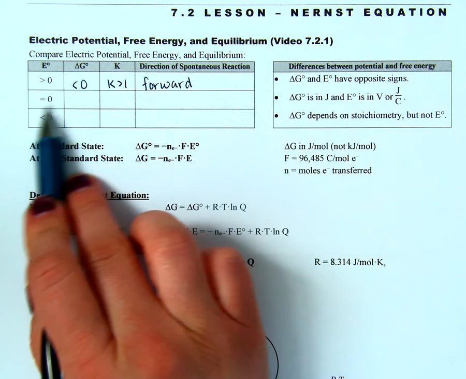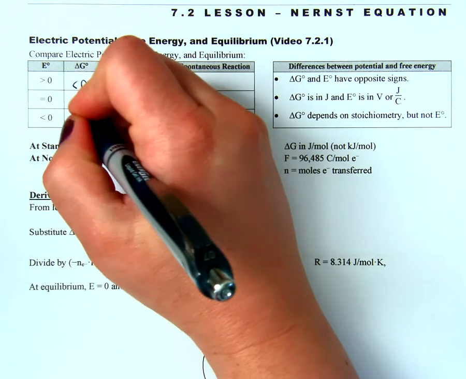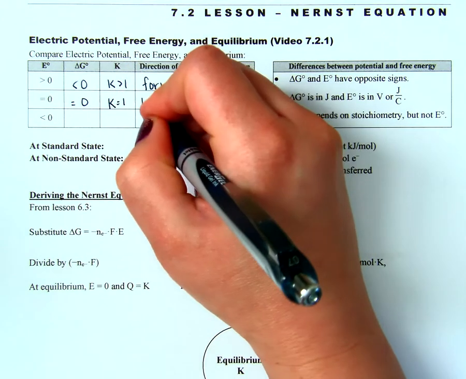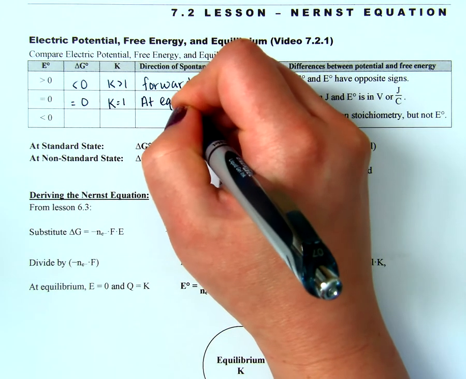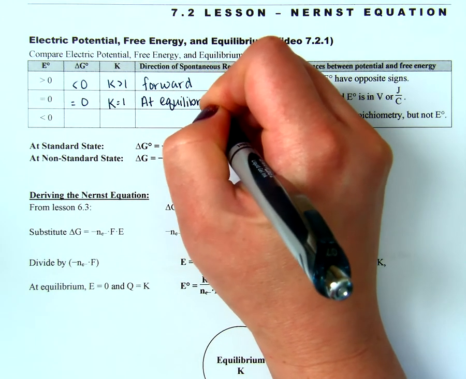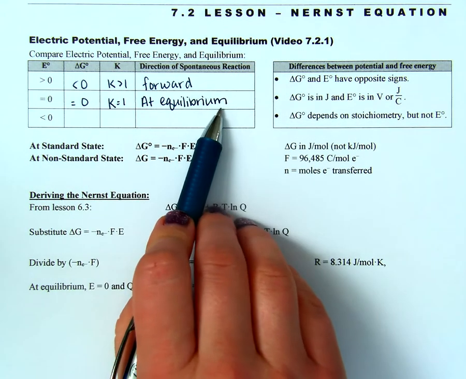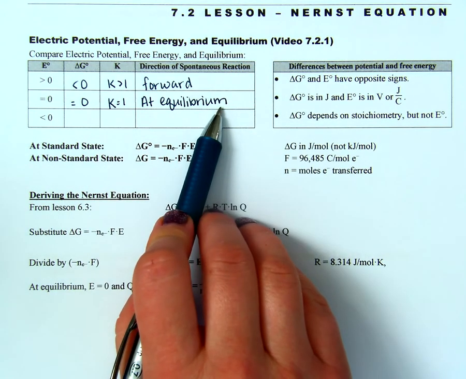Now, if E cell is equal to 0, delta G is also equal to 0, K is equal to 1, and at that point we are at equilibrium. We're at equilibrium, okay? And so that is also, of course, our dead battery state at equilibrium.